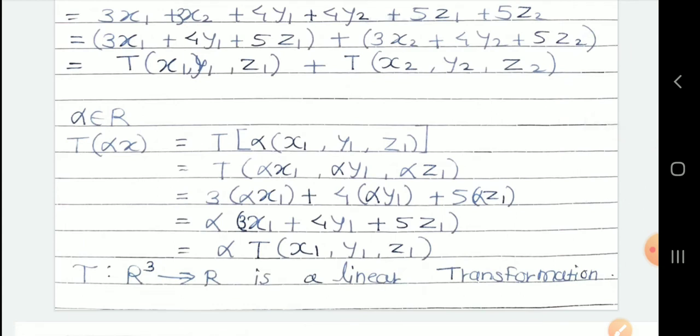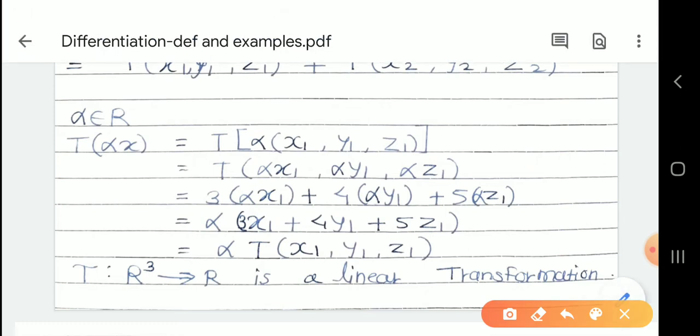For α belongs to R, α is any real number, and we prove the second property, T(αx). So you have to take any element x from R3. So in R3, the element is (x1, y1, z1). So T(α(x1, y1, z1)). Multiplying α with the bracket, α x1, α y1, α z1. That means we get T(αx1, αy1, αz1).